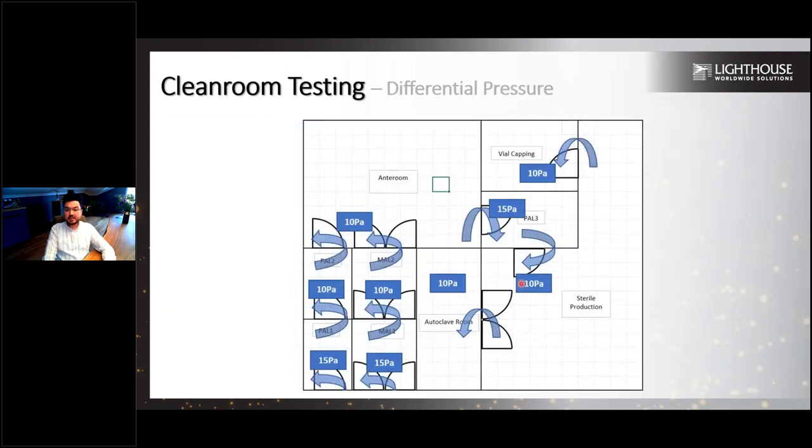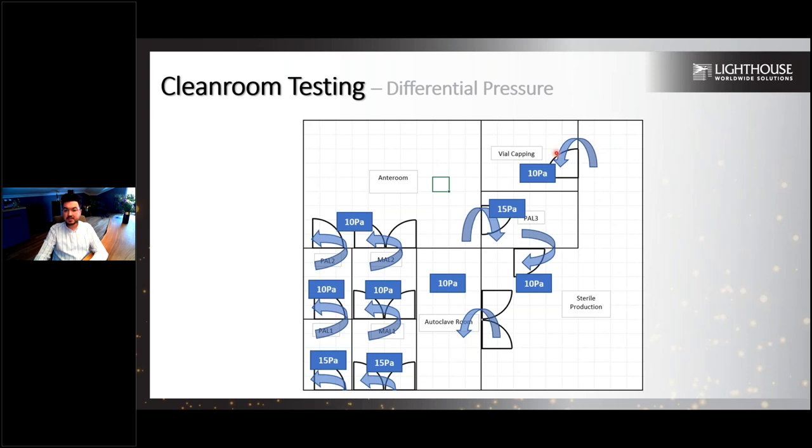Differential pressure, as I said, if it's a cascade design, you'll be starting from the inlet. Keep in mind, you are entering from the personal airlock to the anteroom and the sterile airlock to the sterile production. From here, you are moving to either the autoclave room or vial capping. So our center, our shelf for this is either vial capping or the autoclave room. So you will start adjusting or balancing these two.